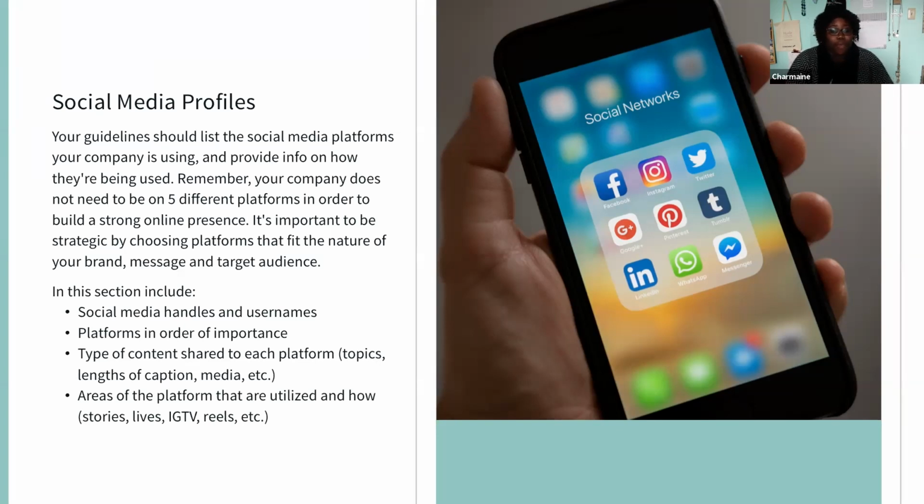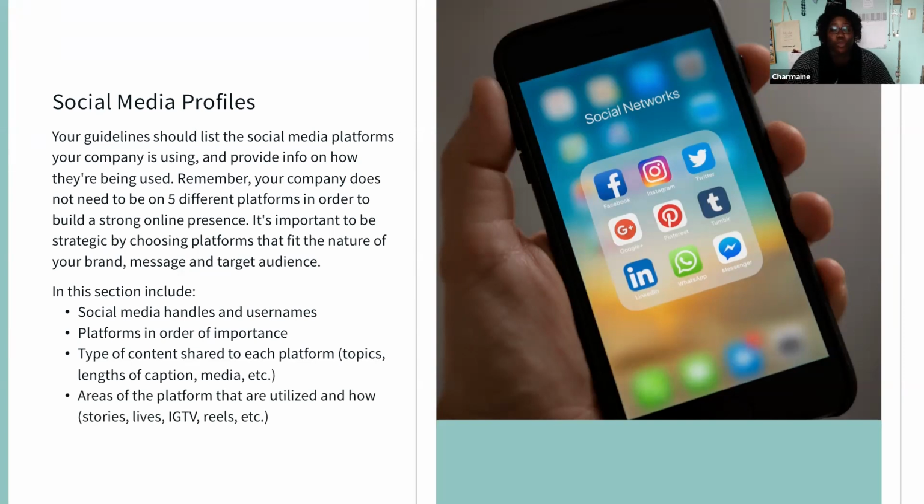You also want to include type of content to share to each platform. So you can include some topic ideas. You can speak to the length of the captions you want to share. So some companies only share a few sentences per caption on Instagram. Some people share like a whole paragraph or a few paragraphs.